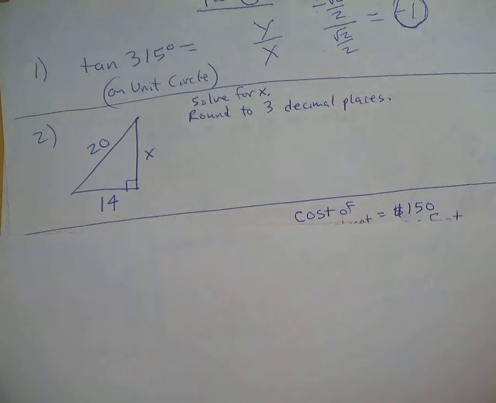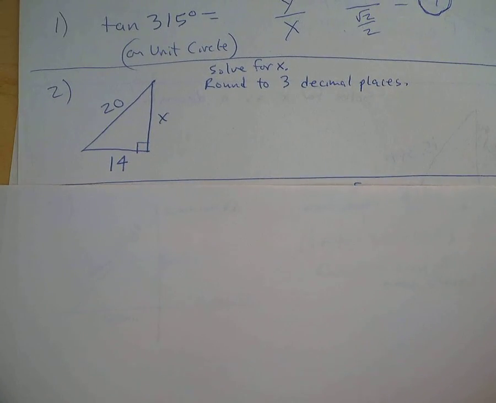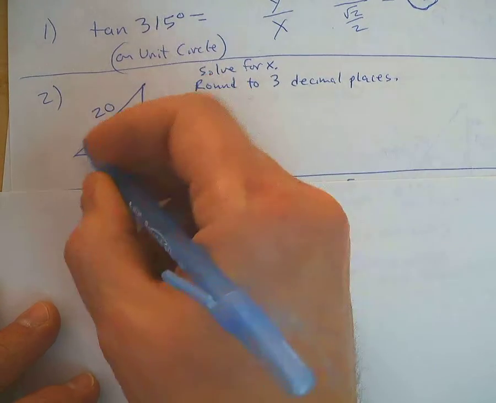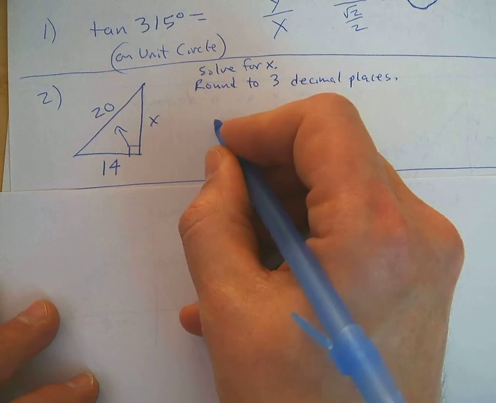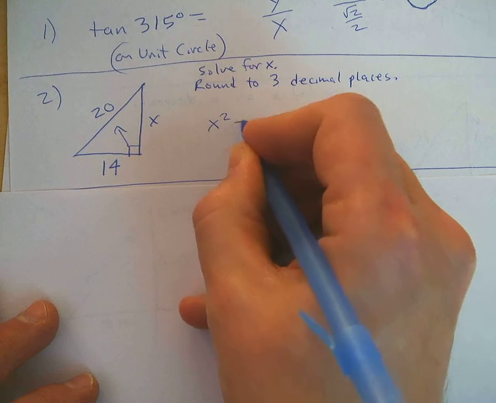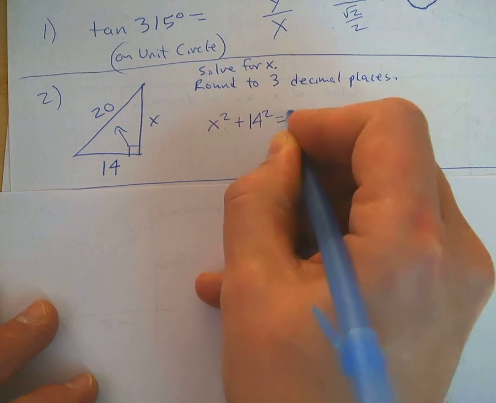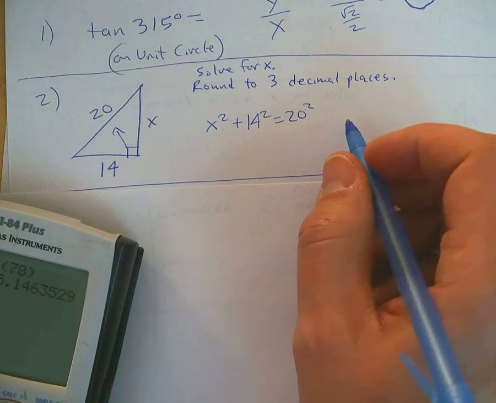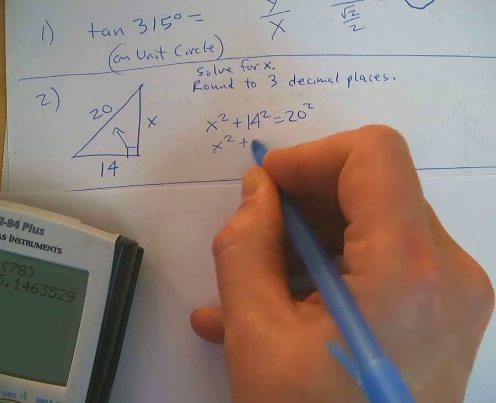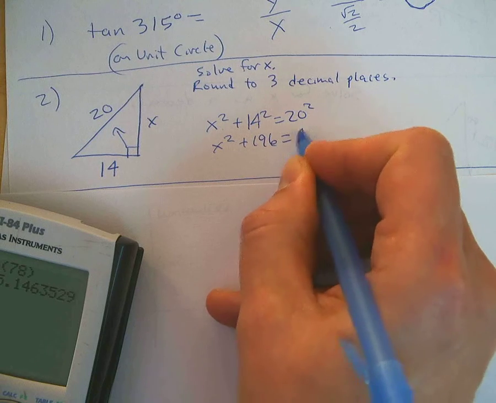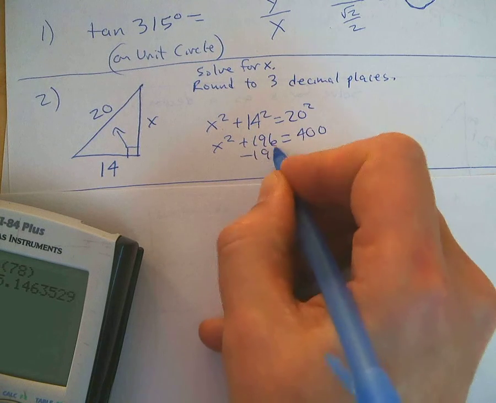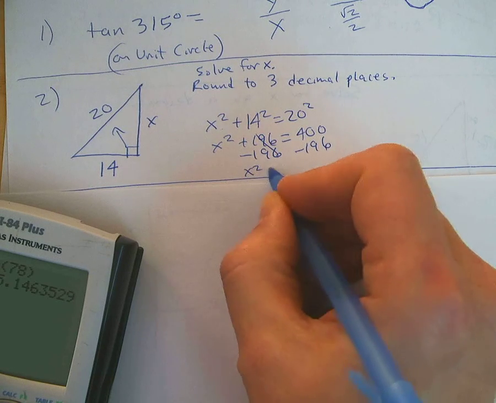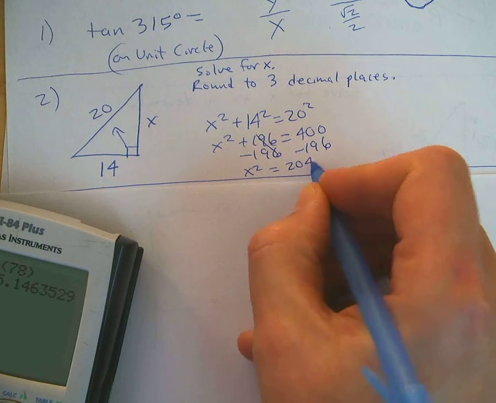Solve for x, round to 3 decimal places. So what I'm going to do is use Pythagorean theorem. 20 is in the C position, so I take x squared plus 14 squared equals 20 squared. It says I have to leave it in decimal form. Well, I know 14 squared is 196, 20 squared is 400. Subtract 196 from each side. I'm left with x squared equals 204.